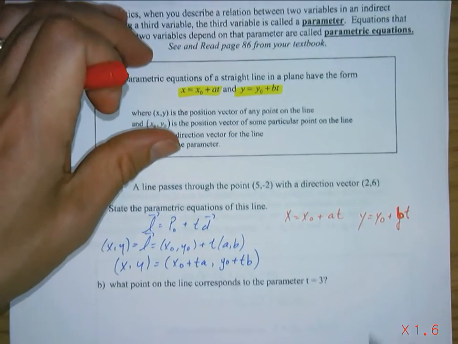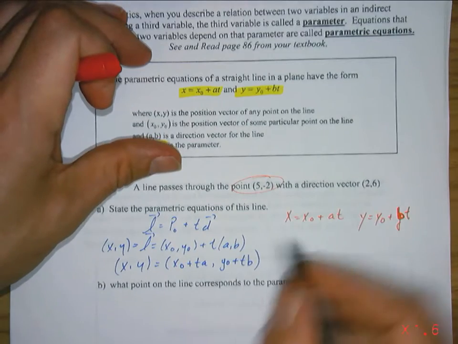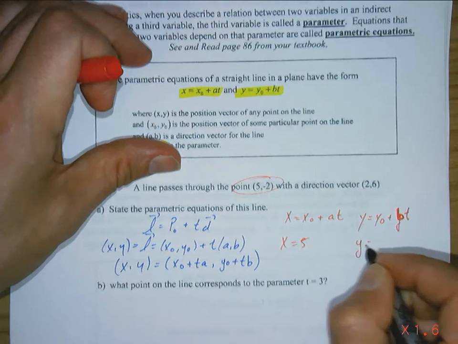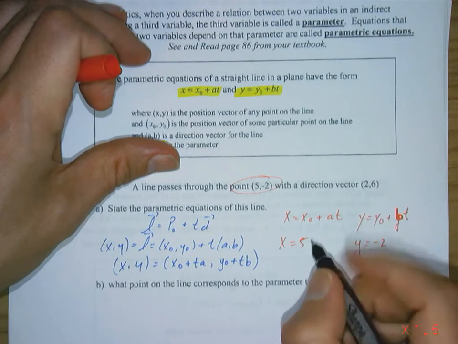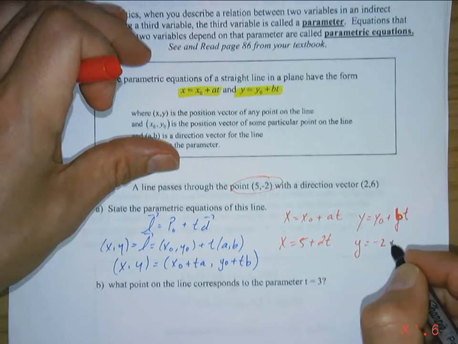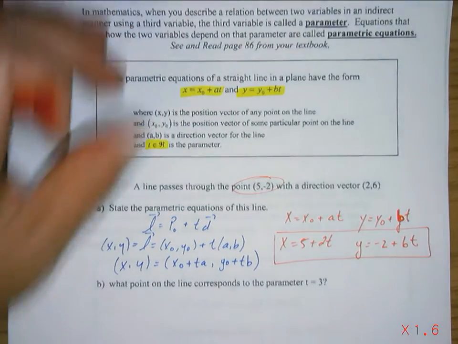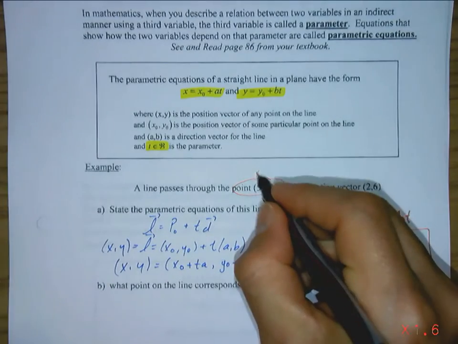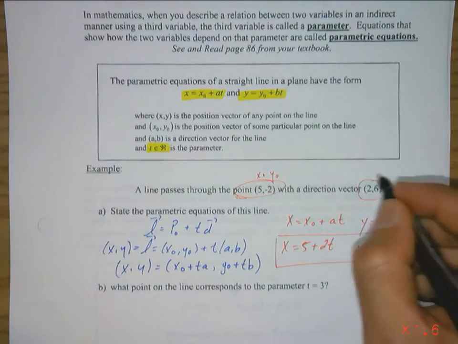Okay, so let's put in our values that we have. This is our point, so that's the 5 and negative 2. So it's going to be x equals 5 and y equals negative 2. And our direction vector, this is a and this is b. So this will be 2t and this one will be 6t. And those, ladies and gentlemen, are your parametric equations for that line. Remembering that this is x naught, y naught, because that's our point. And this is our direction vector, so that's a comma b.